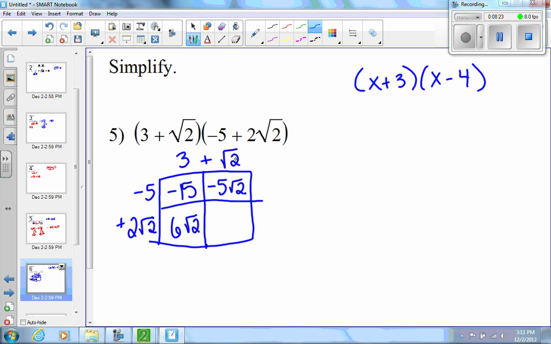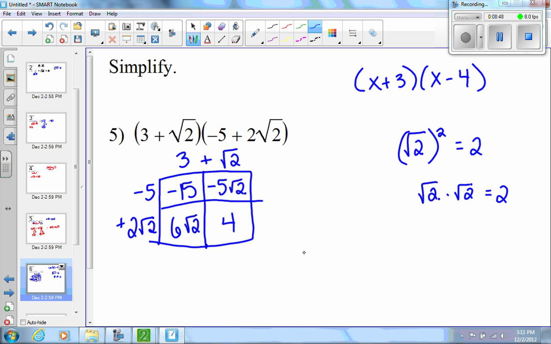Now be careful on this, because I have the square root of 2 times the square root of 2. Remember, that's the square root of 2 squared. Squaring undoes the square root. Anytime you have the square root of 2 times the square root of 2, you get 2. The square root of something times the square root of that same thing just cancels out the square root. So I get a 2, but I already had a 2, so I multiply and I get 4.